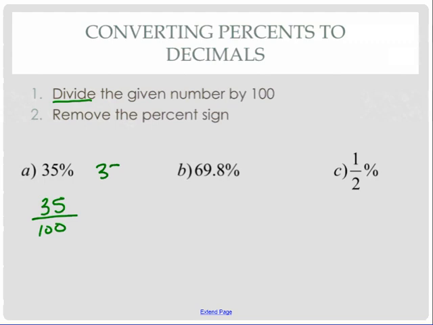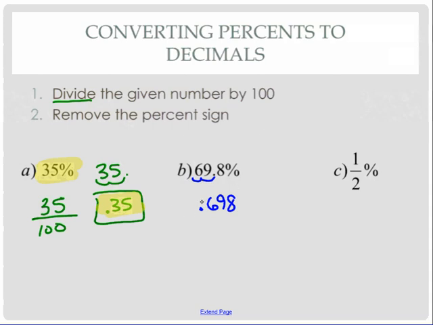35%, I would think of it like this, 35 point. And then I move the decimal 1, 2 places. That's 0.35. And it says remove the percent sign. Done. 35% is the same thing as 0.35. Forward or backwards, it doesn't matter. It's the same thing. The next one here, divide by 100. That means move the decimal 2 places to the left. I get 0.698. No percent sign.